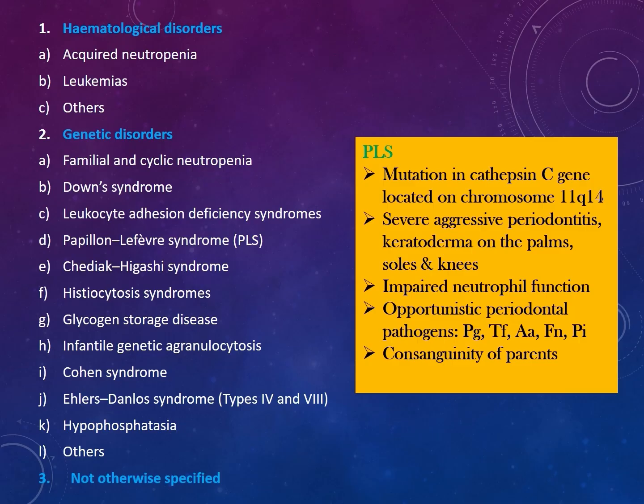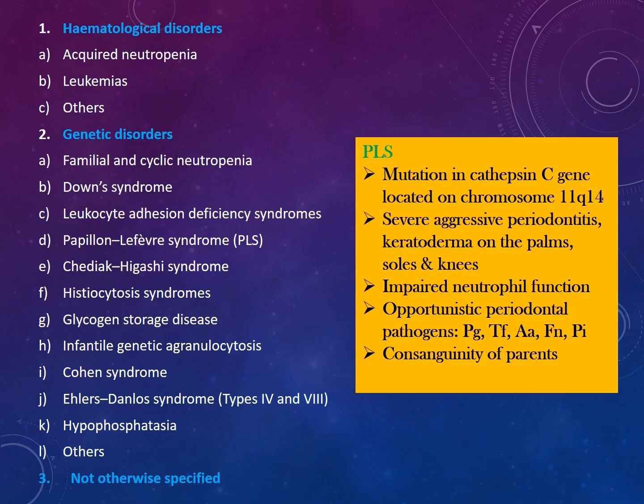So what is this Papillon-Lefèvre syndrome? Papillon-Lefèvre syndrome is a rare autosomal recessive disorder which is characterized by diffuse palmar-plantar keratoderma and aggressive periodontitis leading to premature loss of deciduous and permanent dentition at a very young age. It has a mutation in the cathepsin C gene located on chromosome 11q14. As I said before, it has keratoderma on the palms, soles and knees and a severe aggressive periodontitis.